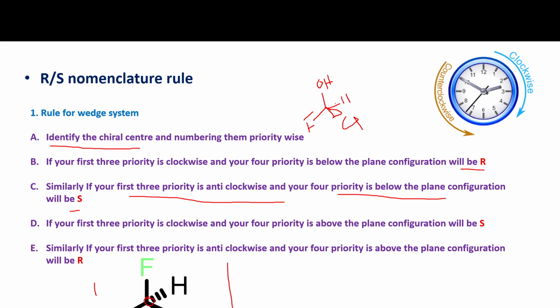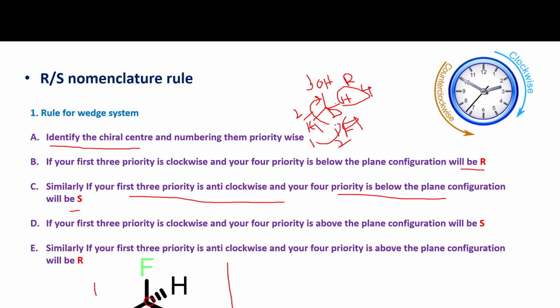So now if you go priority wise, chlorine will be the highest priority, fluorine will be second highest, this will be third, and it will rotate 1 2 3. This will rotate clockwise, and your fourth priority, which is below the plane, so this will be your R configuration. Similarly, if you place this chlorine here and your fluorine here, then what will it be? Then this will be first, this will be second priority, and this will be third.